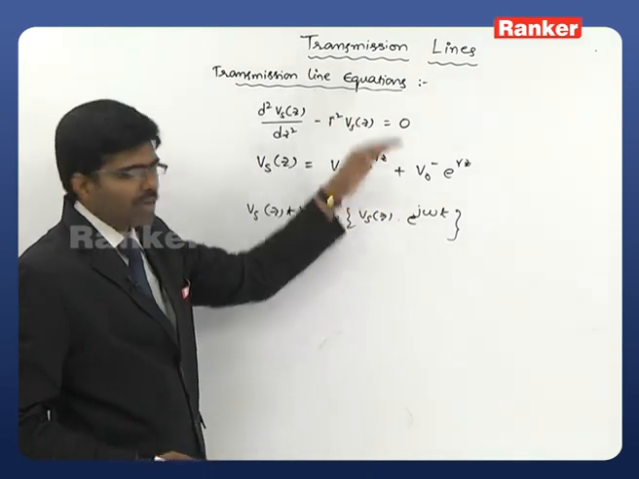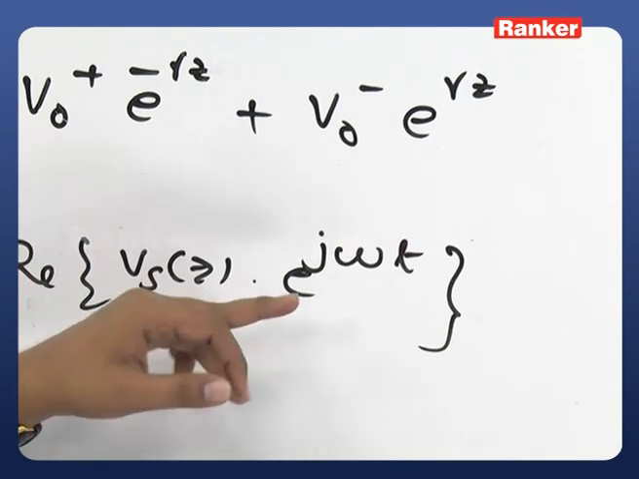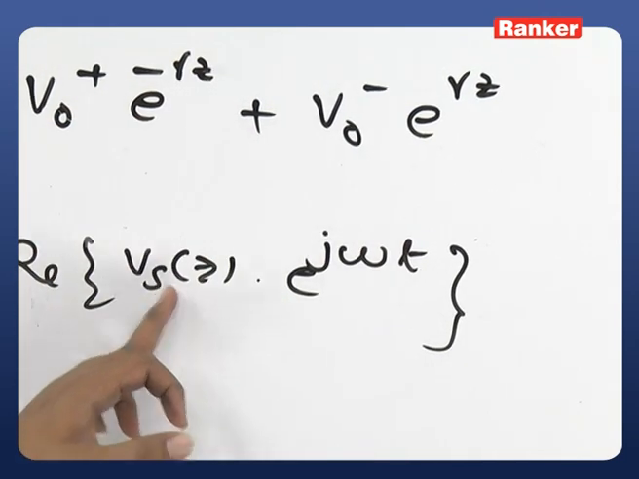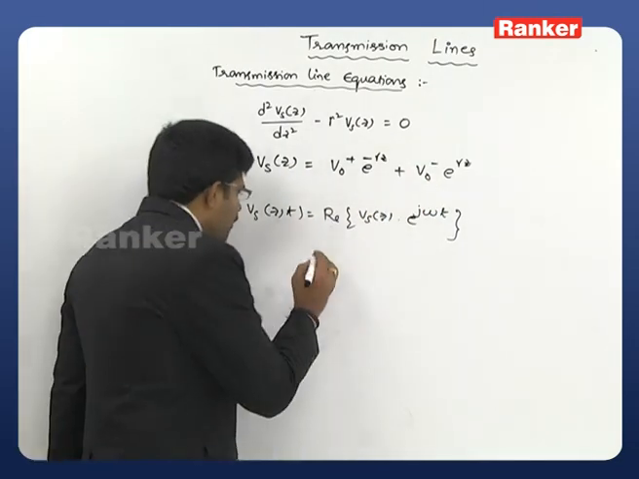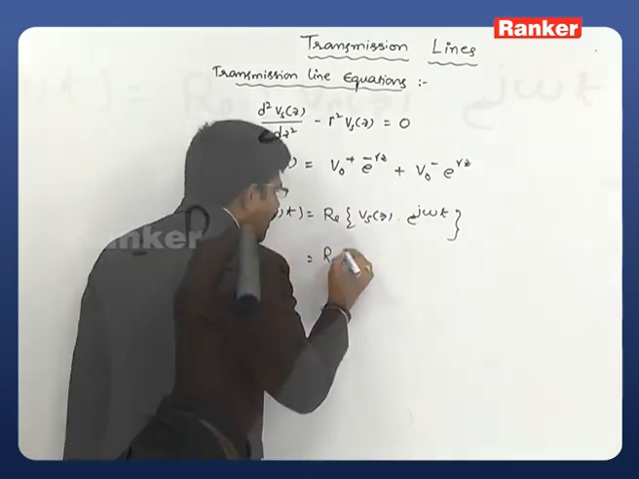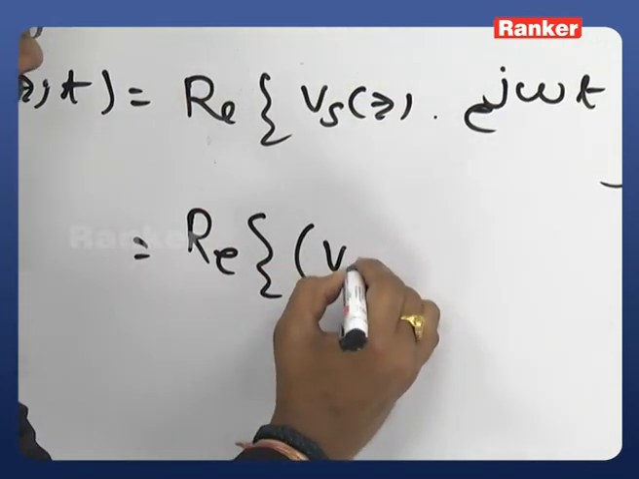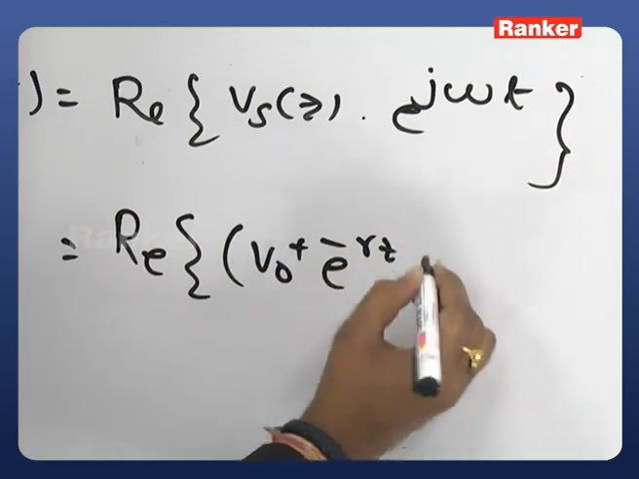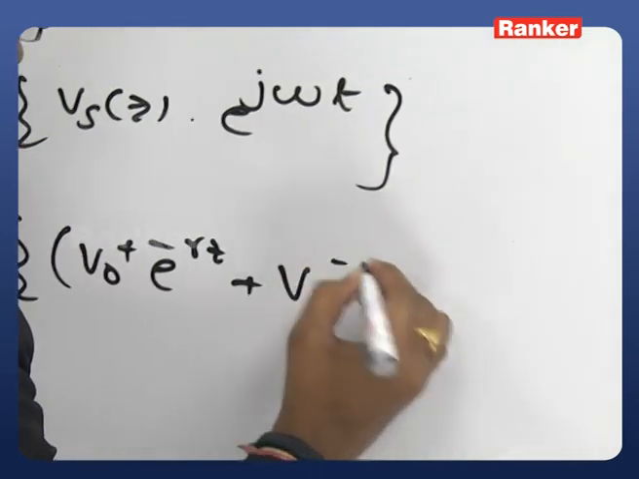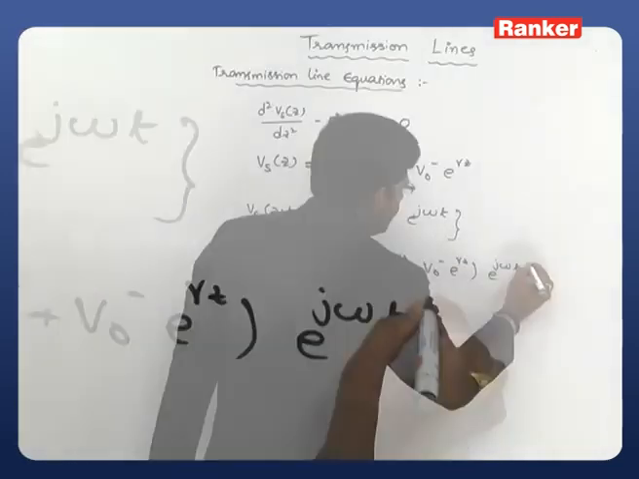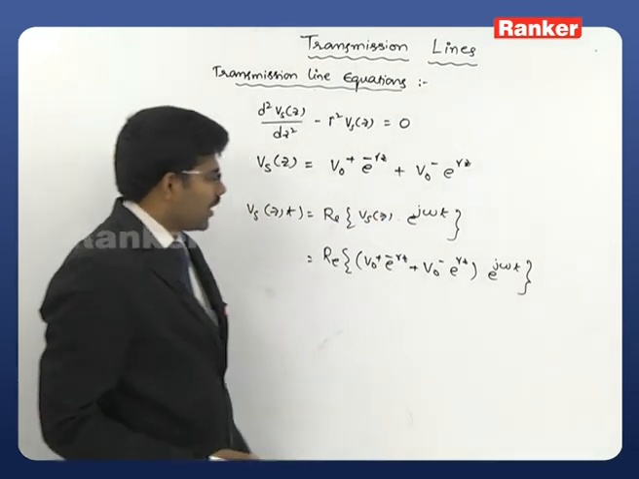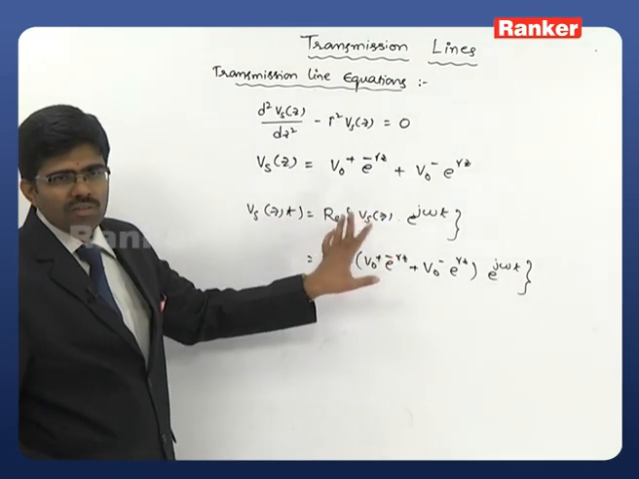Now, go to the back step, take the time domain factor and introduce it here. Now, replace our Vs of z with V naught plus e power minus gamma z plus V naught minus e power gamma z, which is equal to the real part of V naught plus e power minus gamma z plus V naught minus e power gamma z, multiplied by e power j omega t. Now, we have to observe how to simplify this equation.